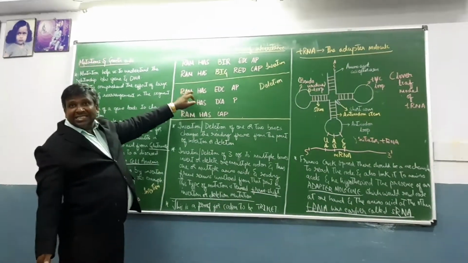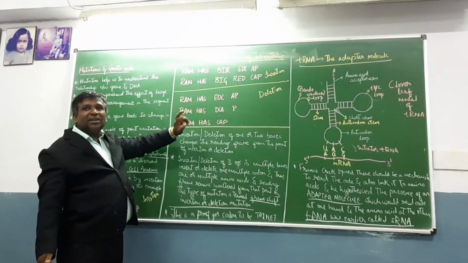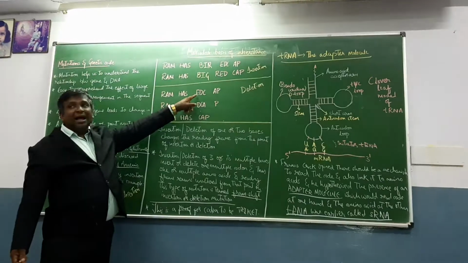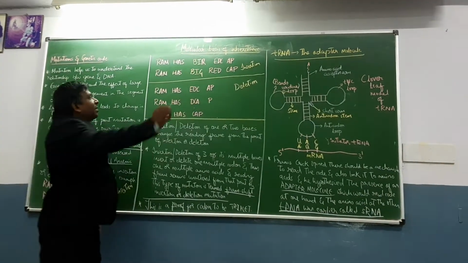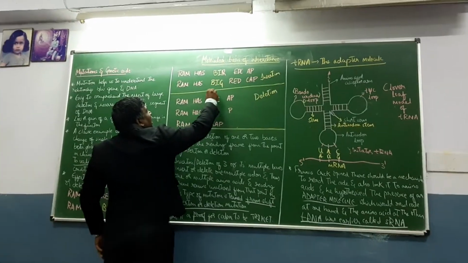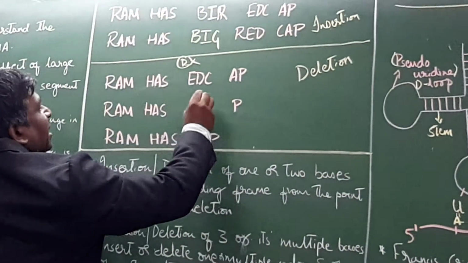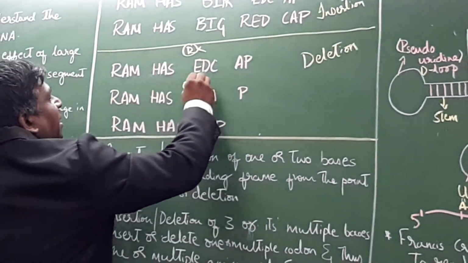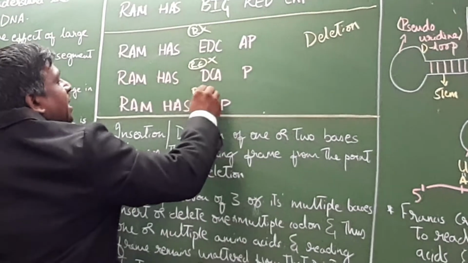Now the second example here is deletion. Ram has red cat. R is deleted. I put it as R is deleted. Here RE is deleted. Here RED is deleted.